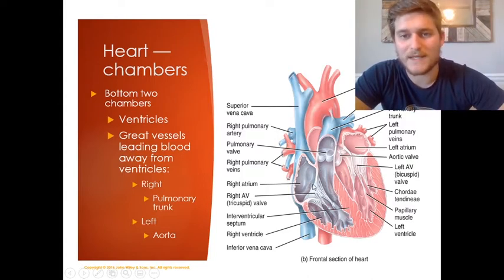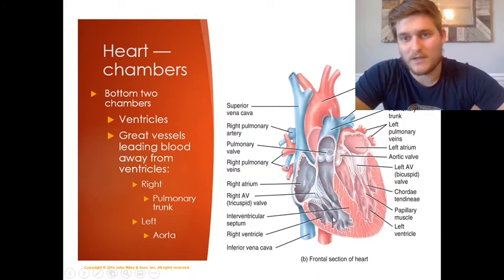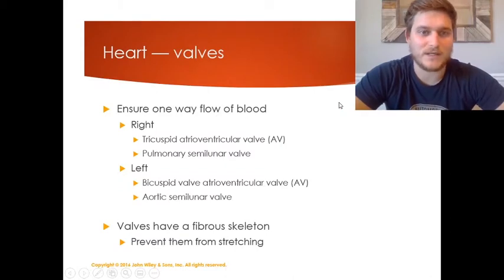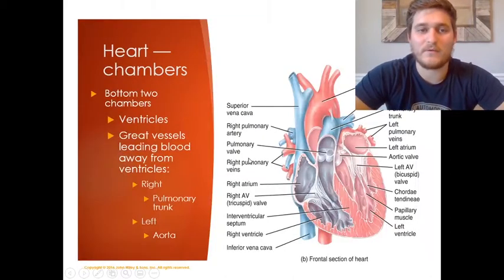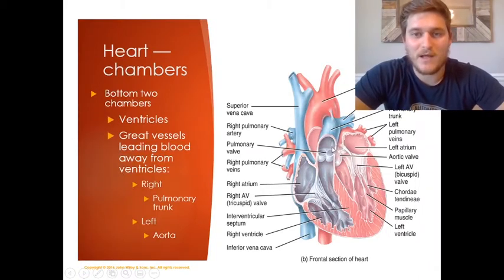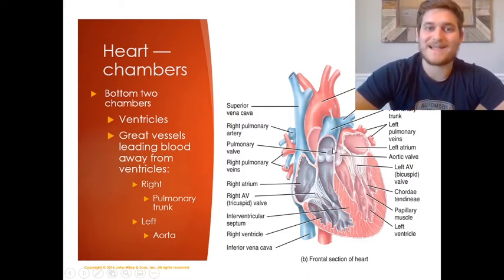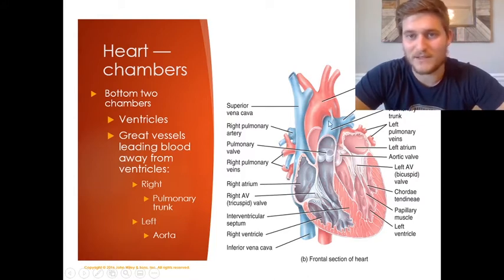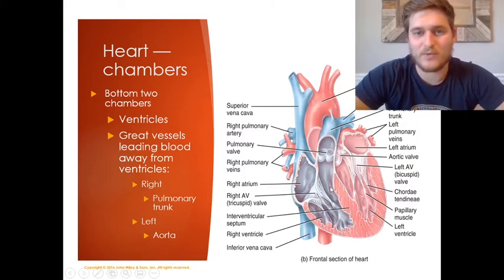So we wouldn't want any of that blood going backwards towards the atrium because we want to get rid of as much as we can and send it to the lungs so it can get oxygenated. And then on the right side, we also have what's called the pulmonary semilunar valve, which is located at the start of that pulmonary trunk. It just opens and closes depending on what cycle of the heart it is.